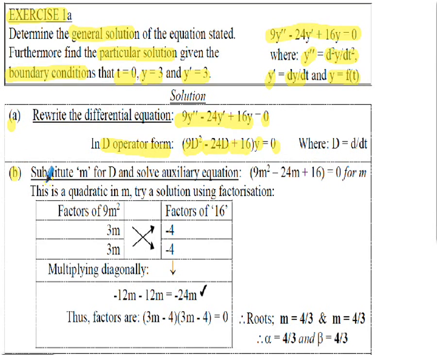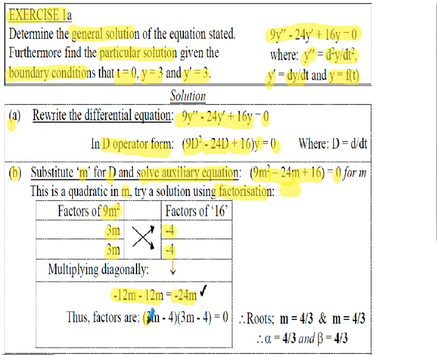In step 2, labelled B here, we're now going to substitute m for D and solve what's termed the auxiliary equation. So now the auxiliary equation is 9m squared minus 24m plus 16, and that equals 0. Solving for m, we're going to use factorization again in this particular case. So the 9m squared can be factorized as 3m and 3m, and the constant 16 can be factorized as -4 and -4. Cross multiplying, we get -12m minus 12m, so that's -24m, and that's the term in the middle of the equation. So we've solved the equation using factorization.